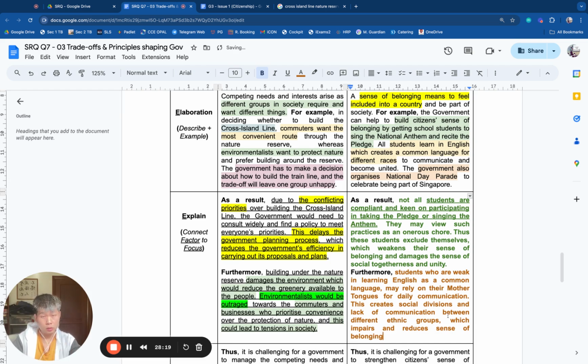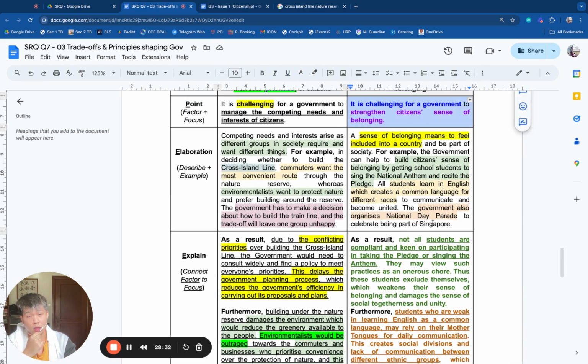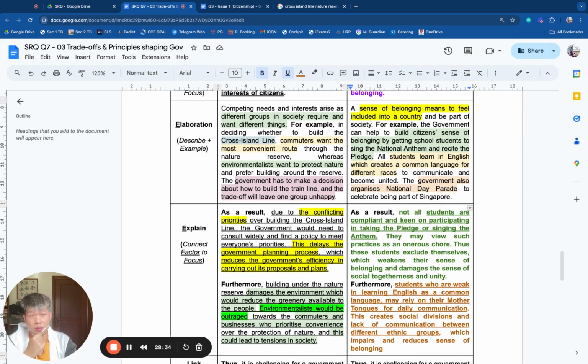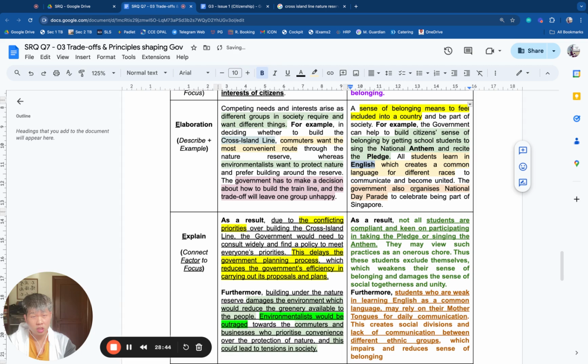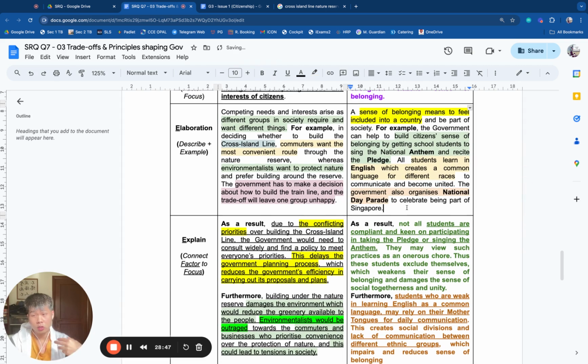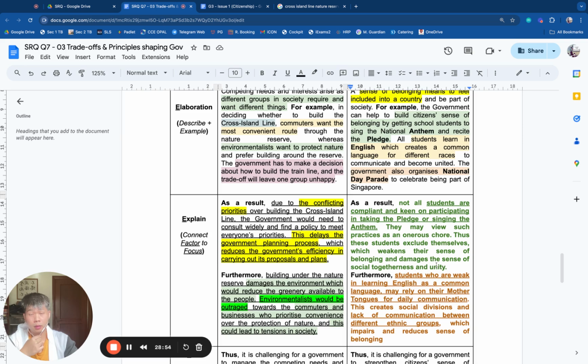So this is about using your brain and your common experience to explain to the question's demand. The question's demand was, why is it a challenge for the government to strengthen citizen sense of belonging? You thought about sense of belonging, it means feeling included. You thought about what the government does to make you feel included, which is making you sing the anthem, take the pledge, learn English, National Day Parade. You put these examples out, and then you have to pivot and angle back and think about why all of these would be a challenge to the government, right?